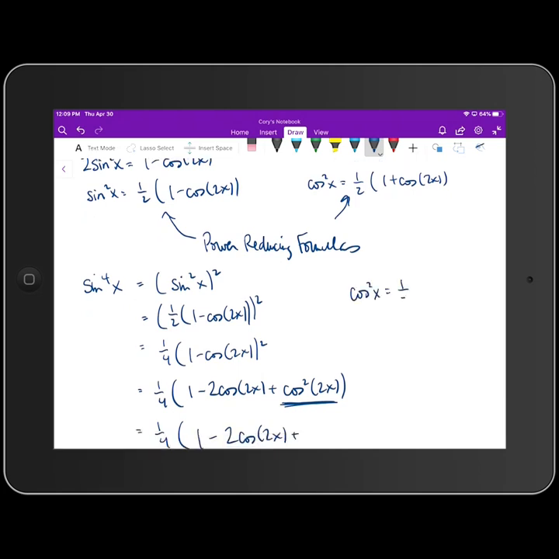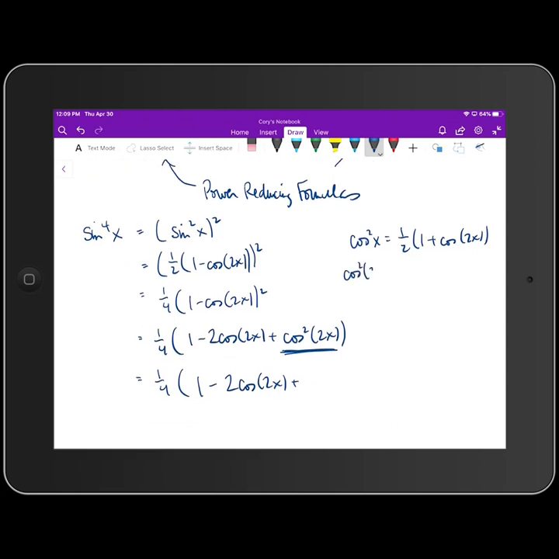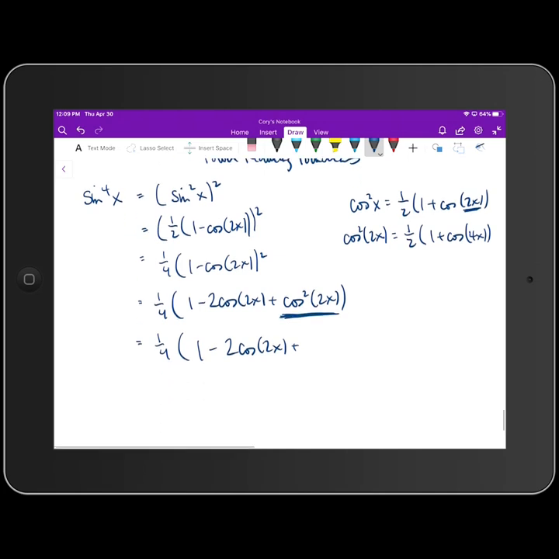So if cosine squared of x is 1/2 times 1 plus the cosine of 2x, then to get the cosine squared of 2x, all we're going to do is double the argument on each side of the equation. So I'm going to plug 2x in the place of x, which makes the right-hand side 1/2 times 1 plus the cosine of, if I double this argument, 4x. So I can rewrite the cosine squared of 2x as 1/2 times 1 plus the cosine of 4x.